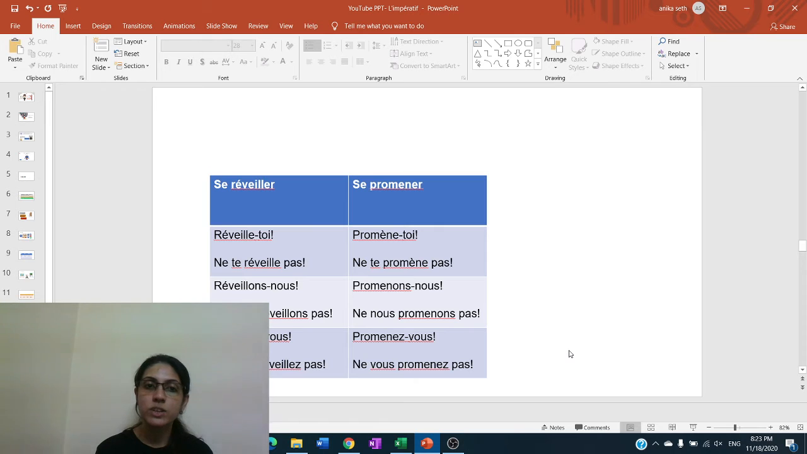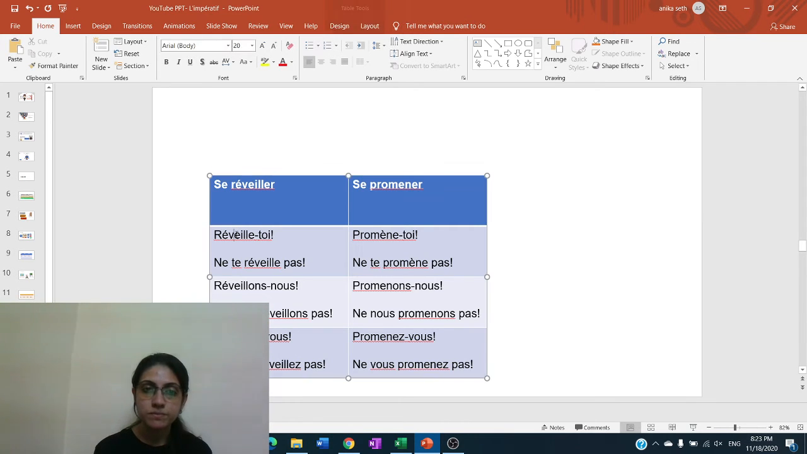So same sentence structure, ne plus verb plus pas. So let's see two more examples over here. Se réveiller et se promener. So if it is se réveiller, the present tense conjugation, tu te réveilles, te will come after the verb and becomes toi. The S is removed from here again because it's an ER verb. So réveille-toi. Negative form, ne te réveille pas.